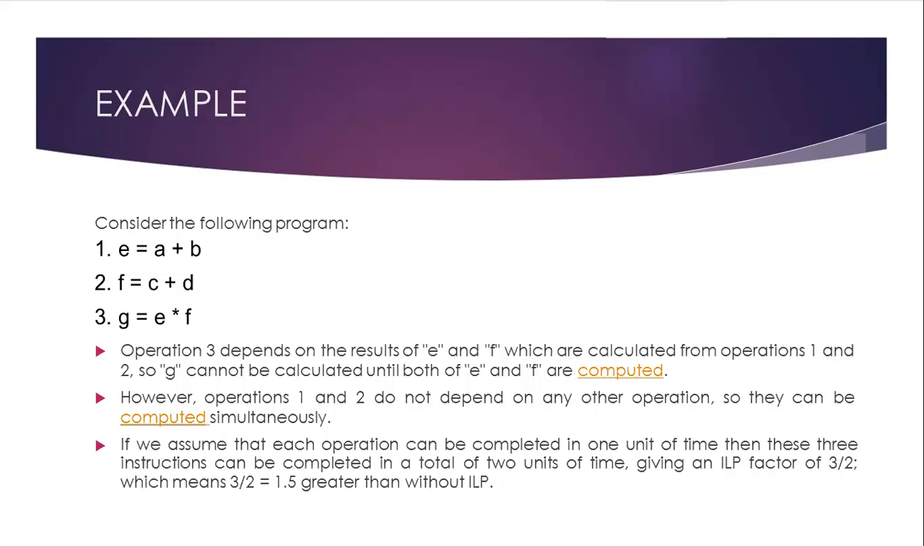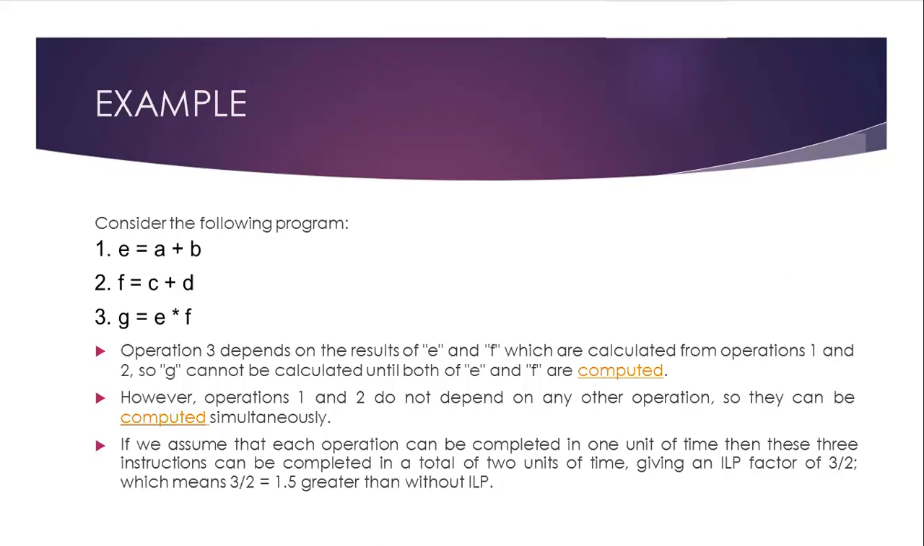Consider the following program, where A and B are two operands, and the addition of A and B is stored in the operand E. E holds the result of the addition of A and B. And also, in the second line you can see the addition of C and D holds the result in F, and also the multiplication of E and F, which is stored in operand G.